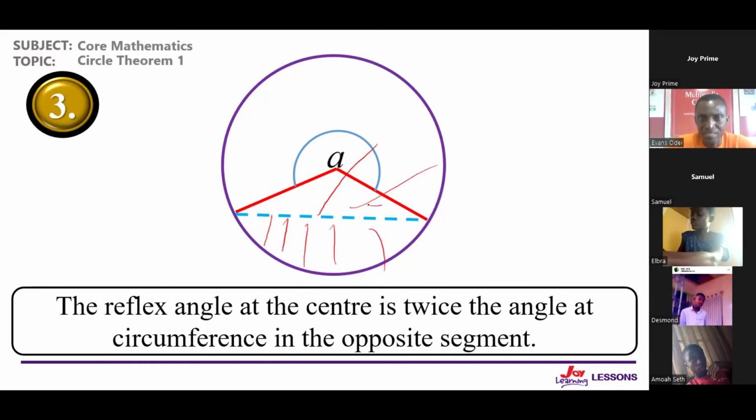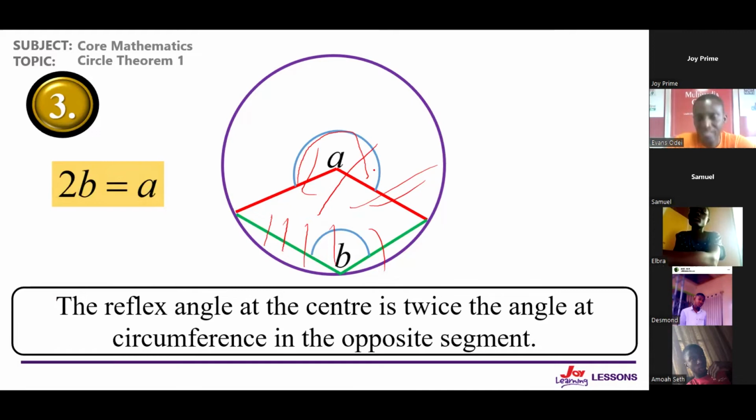And so one angle at one segment, the other angle comes to the other segment. That is this one. What we are saying here is that twice the angle B should be equal to the angle A. Right? Good. So that is theorem number 3.